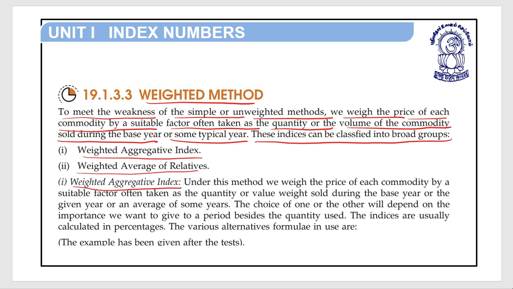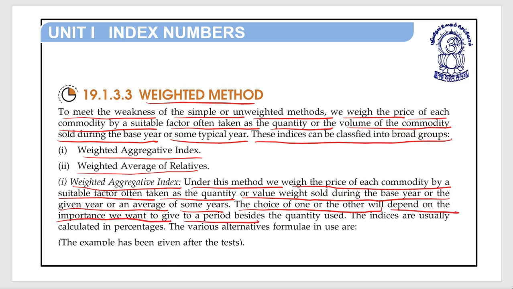First, weighted aggregative index. Under this method, we weight the price of each commodity by a suitable factor, often taken as the quantity or value weight shown during the base year or the given year or an average of some years. The choice of one or the other will depend on the importance we want to give to a period besides the quantity used. The indices are usually calculated in percentages. The various alternative formulas in use are as follows; an example has been given after the text.